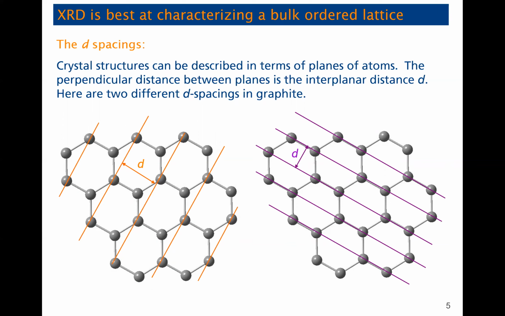In this example of graphite, you can see that in the same regular lattice, there are different ways we can draw a line between symmetrically equivalent planes of atoms. The spacing between the two planes shown in the two examples on the screen is different. And because the spacing is different, we see intensity from X-rays reflecting off of those planes appear at different angles in the X-ray diffraction pattern.